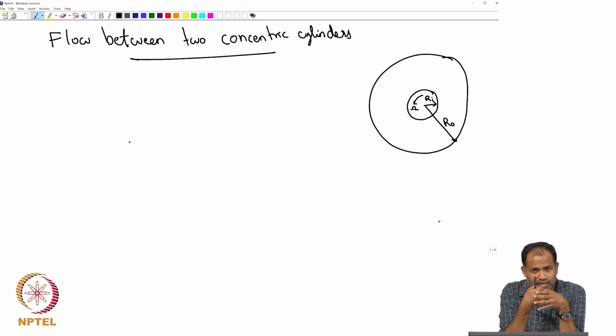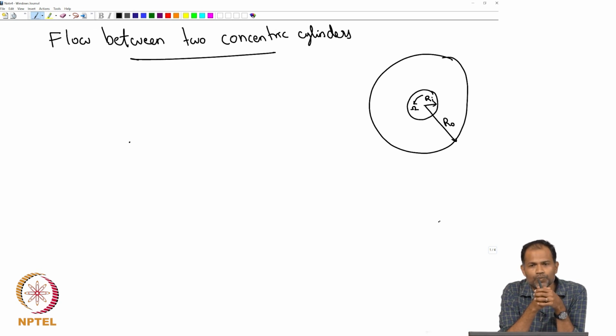The inner cylinder is rotating, because of which the fluid outside will actually start moving. But because the outer cylinder is not rotating, the velocity of the fluid exactly on the surface of the outer cylinder should be 0. And our idea is to find out how the velocity changes from the inner to the outer cylinder. Okay. So, the appropriate coordinate system that we want to consider here would be the cylindrical coordinate system.